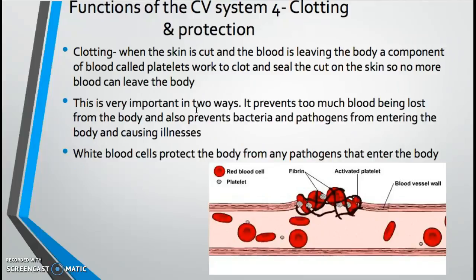Another function is clotting and protection. So platelets and white blood cells are both used in clotting when the skin is cut and blood is leaving the body. They seal the skin so no more blood can leave. This is very important because if too much blood is lost from the body, it's bad, and it also prevents bacteria and pathogens from entering the body and causing illness. If pathogens do enter the body, the white blood cells can protect us from them by destroying them.